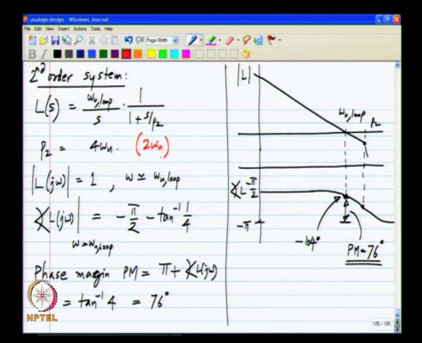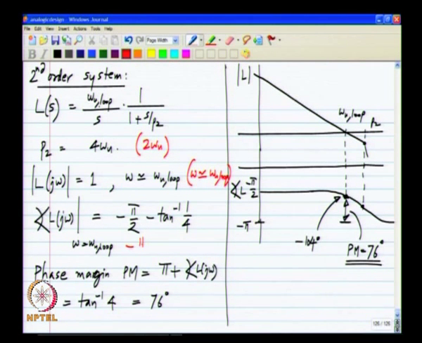I will write it here in a different color, and in this case the magnitude of L is 1, not at omega equals omega u loop, but at a slightly lower frequency, but we will still approximate it the same, just for ease of hand calculations. Okay. This is not as good an approximation anymore, but we will still do that. And now I will calculate the same thing.